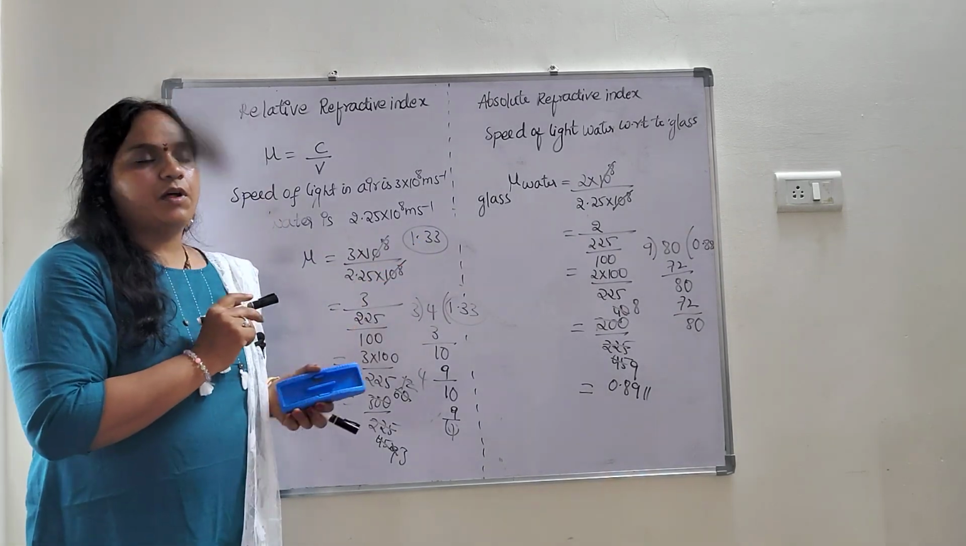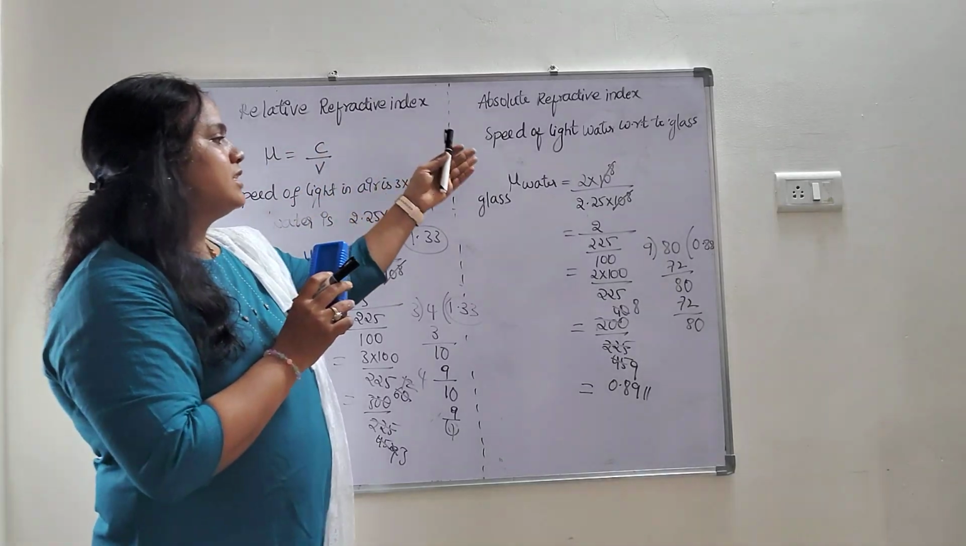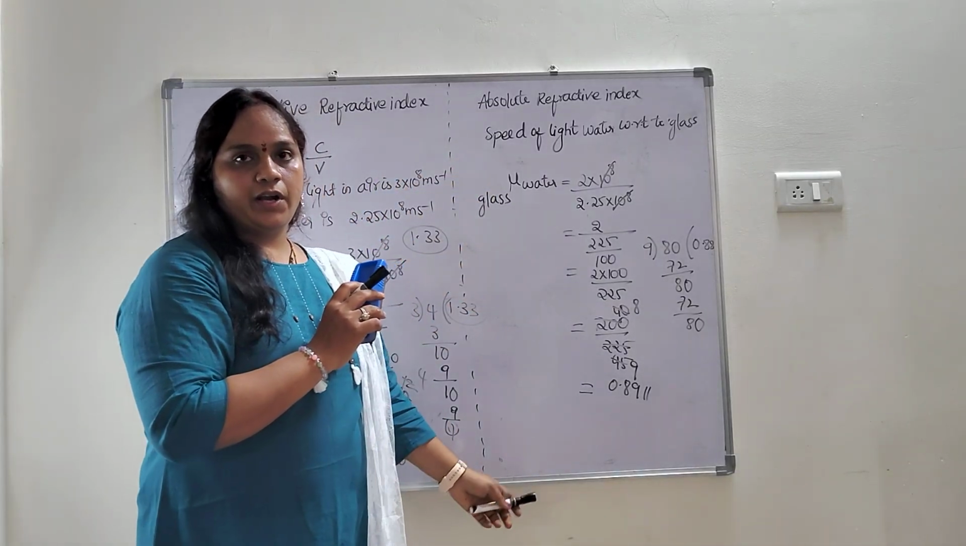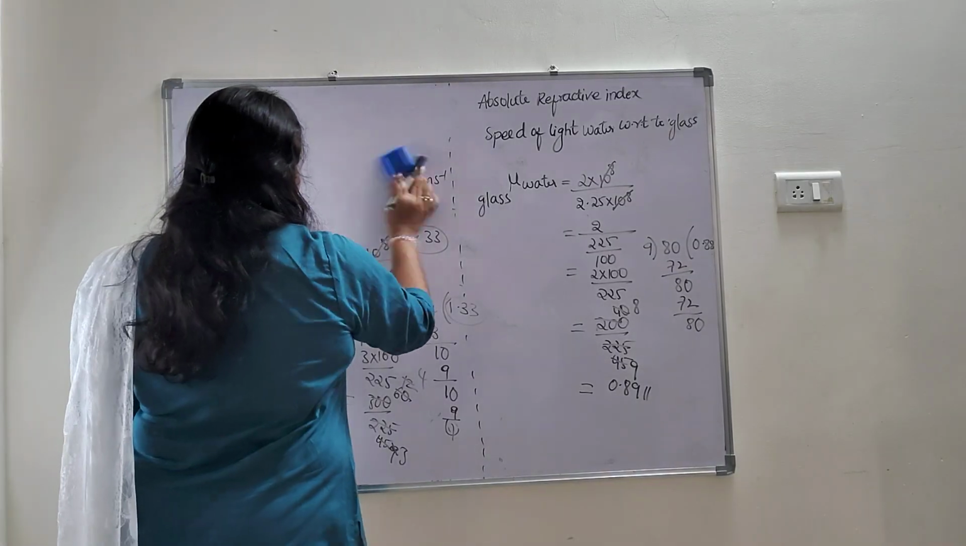Refractive index of glass is 1.5. So this is how to identify relative refractive index and absolute refractive index. Hope you understood. Next we will discuss about rectangular glass slab.